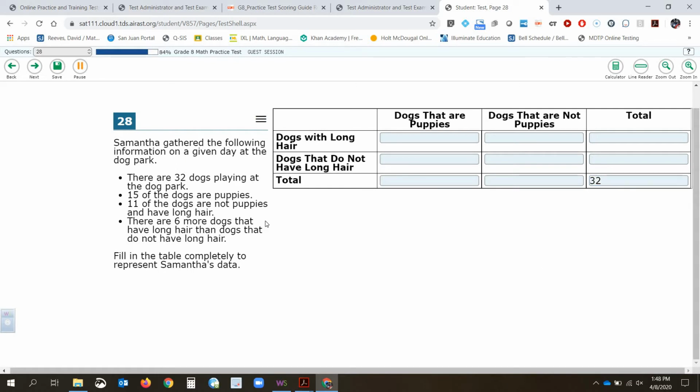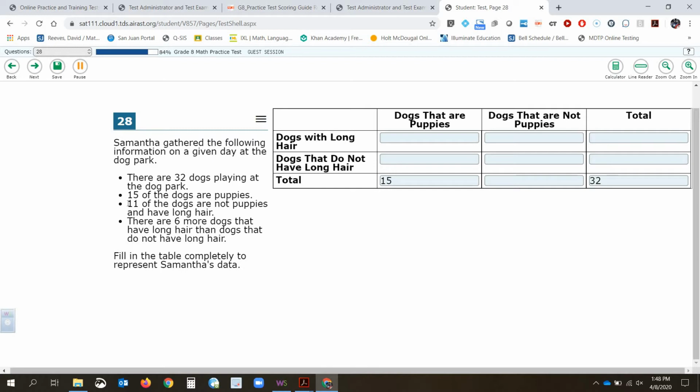Okay, so what else do we have? It says 15 of the dogs are puppies. So where would we represent the puppies? Just puppies, right here. Well, dogs that are puppies, right? There it says dogs that are puppies. And which dogs do we want that are puppies? We want all the dogs that are puppies. So that's going to go right there. So that is going to be 15 right there.